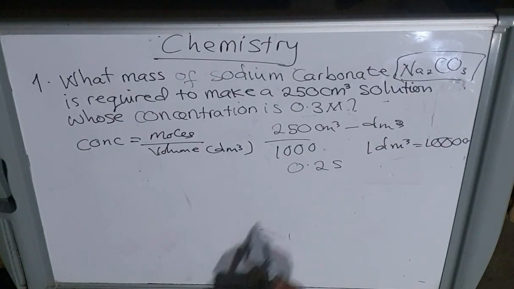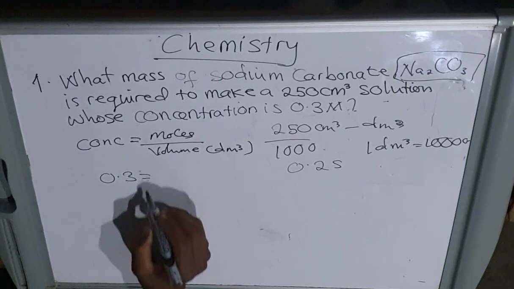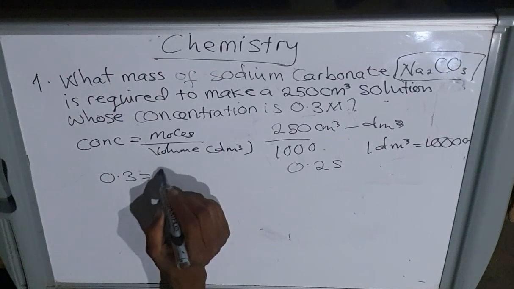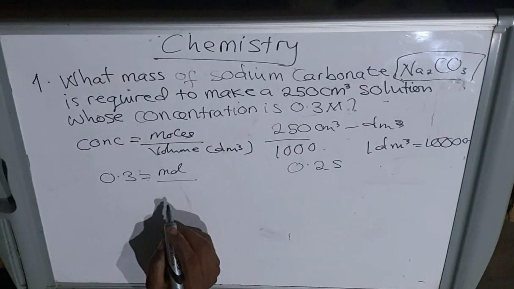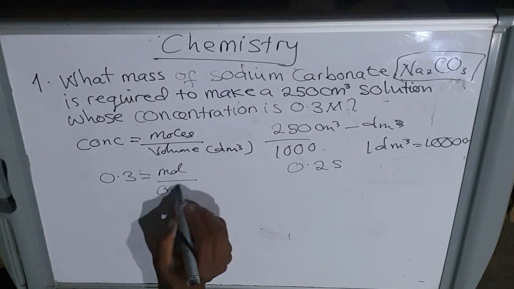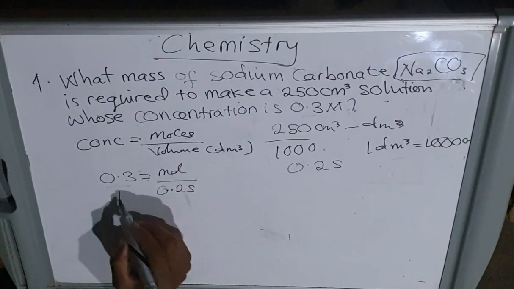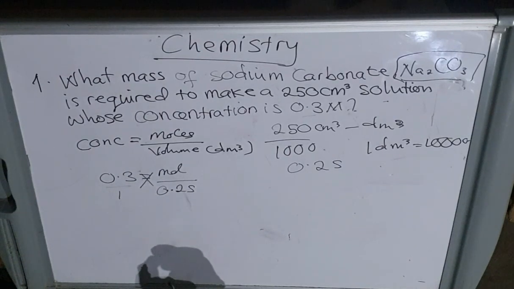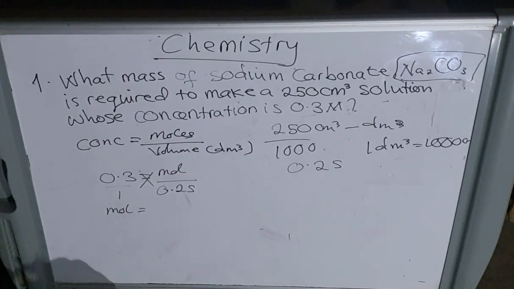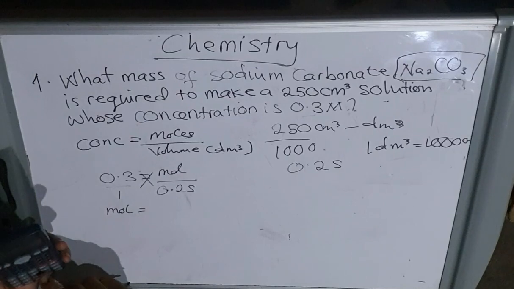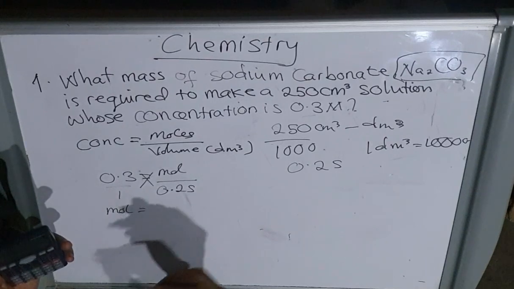So the concentration given is 0.3. So we have 0.3, which is equal to the number of moles, which we don't know here, over the volume of this substance, which is 0.25. Okay, so we need to multiply these two. You write this one as a fraction, then you cross multiply. So 1 times moles is equal to 0.3 times 0.25, which is giving us 0.075.